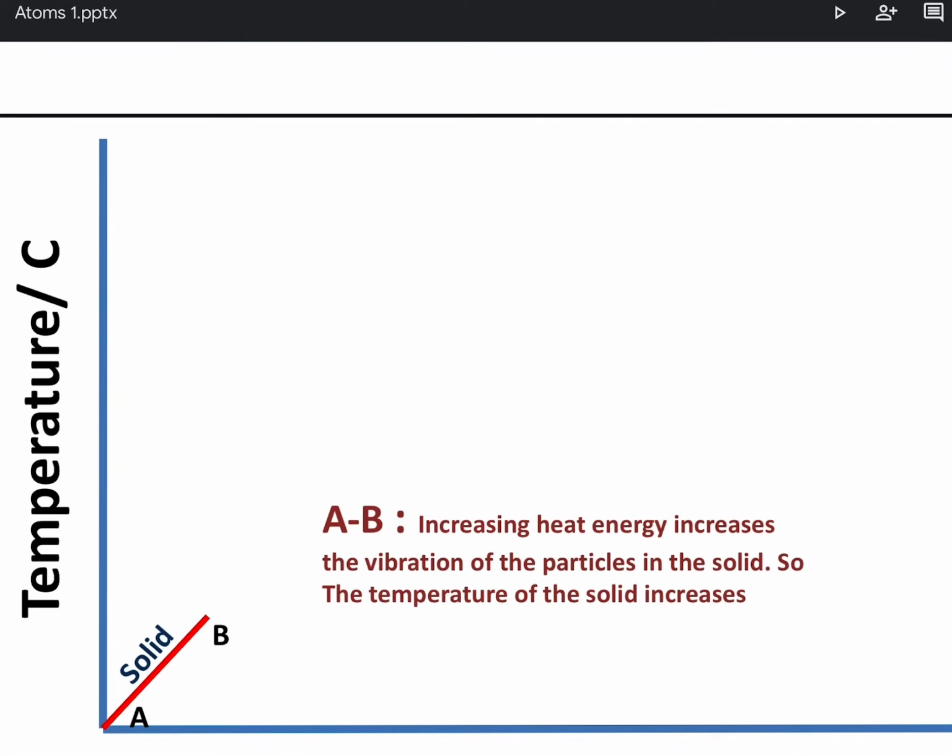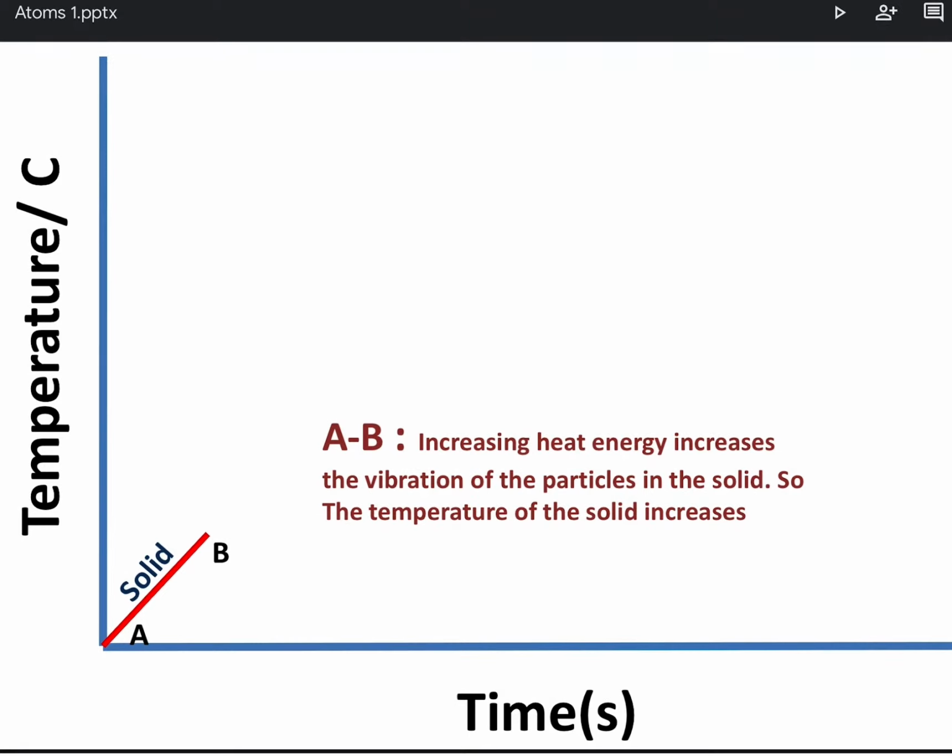We draw the y-axis and the x-axis. The y-axis, I mean the vertical one, represents the temperature, whereas the x-axis represents the time in seconds. Here we have a substance, which is a solid, and I apply heat on this solid material. So what will happen if I apply heat on solid material?